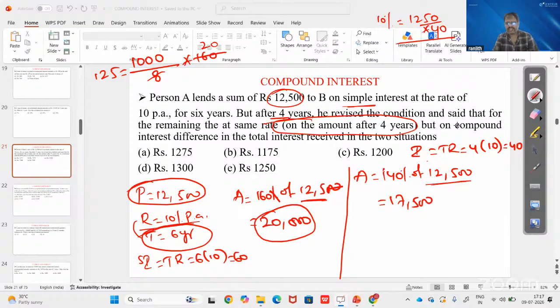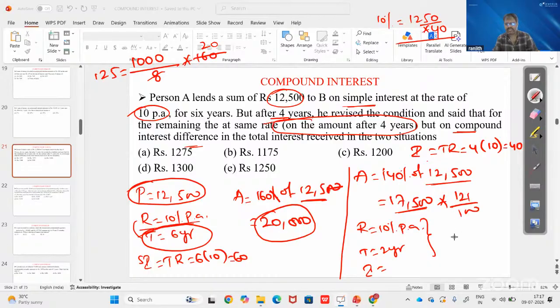After 4 years, he is asking compound interest yearly, with the same rate of interest. What is the rate of interest? 10 percentage per annum. We discussed yesterday where R equal to 10 percentage per annum and time period equal to 2 years, then the rate of interest will be equal to 21 percentage. So that will be 17,500 into 21 percentage. We are finding the amount, so this is the principal, interest will be 21. So 100 plus 21 will be equal to 121 percentage, 121 by 100. Do the cancellation, I will get 21,175.